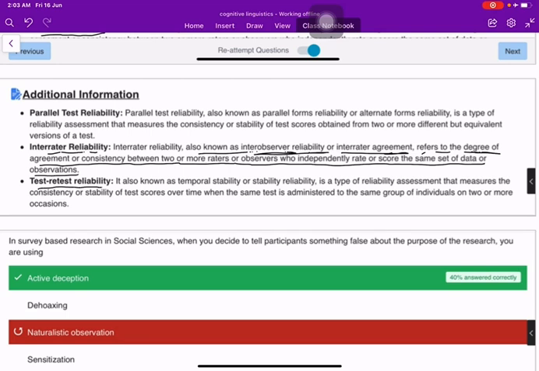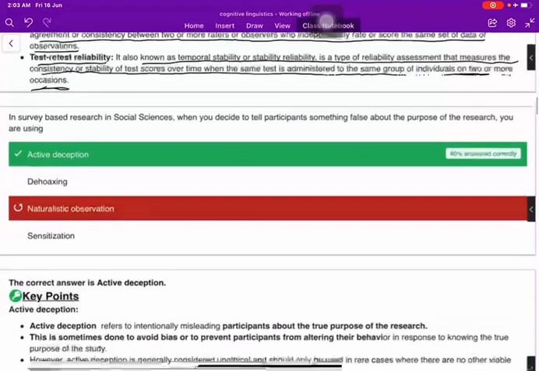Now, retest reliability, also known as temporal stability or stability reliability, is a type of reliability assessment which measures the consistency or stability of test scores over time when the same test is administered to the same group of individuals or on two or more occasions.